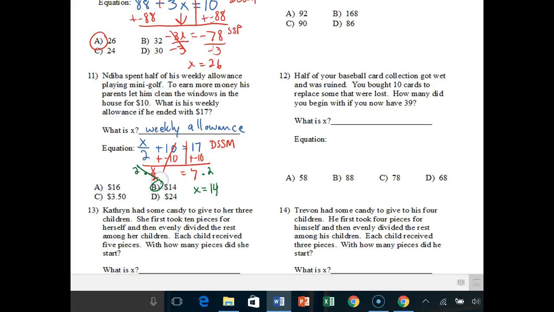So he's earning $14 a week. He spends half of it. That means he's only got 7 left. He earns 10 more dollars. He should end up with 17. That's exactly what we had.